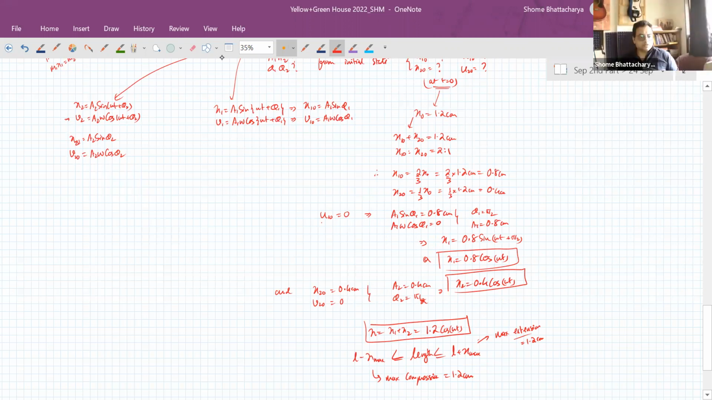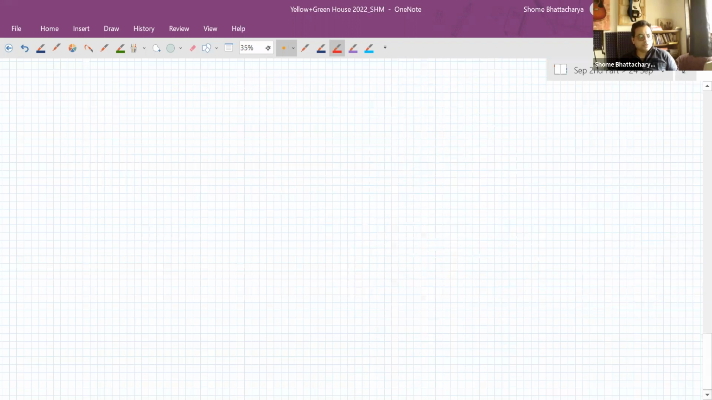Okay, people. So hope this question is fully clear now, and this type of question involving reduced mass. Okay. Now let's move on to some more questions from HC Verma.